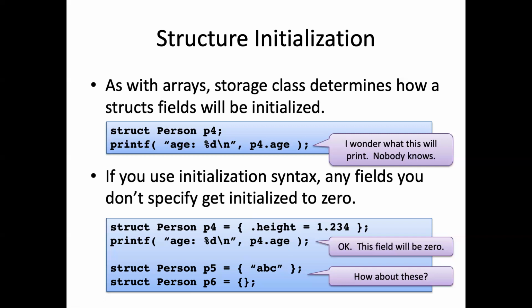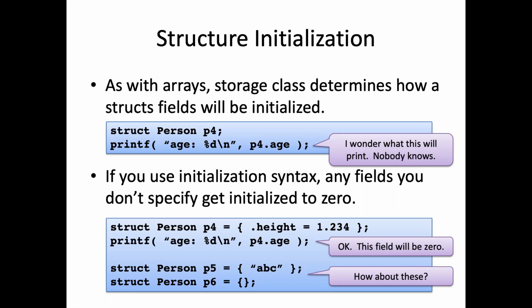And for P6, I didn't explicitly initialize any of its fields, but the GNU compiler still treats this as partial initialization. So this syntax will fill in all the fields to 0, even though I didn't really give any values for it. Questions before I go on?